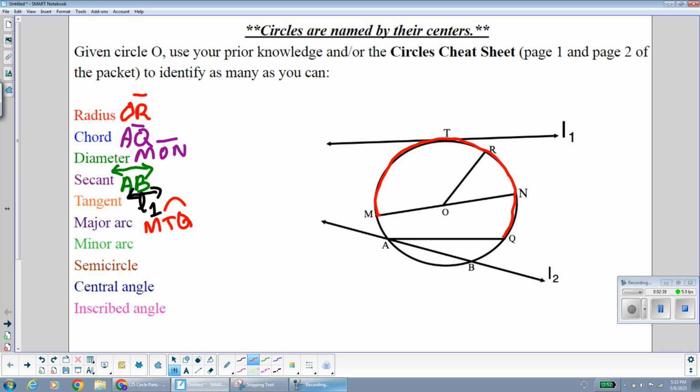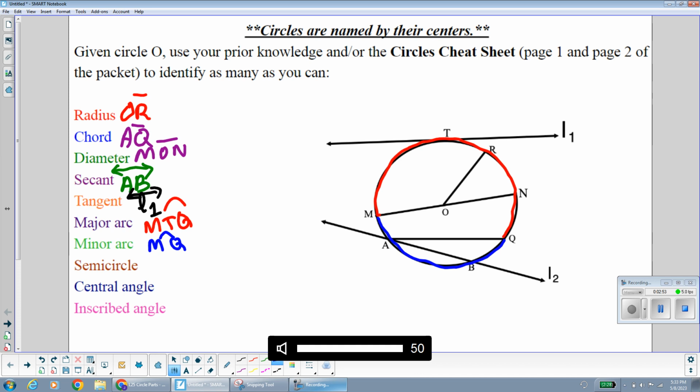And then a minor arc is an arc that is less than 180 degrees. So arc MQ would be a minor arc because it's less than 180 degrees. A semicircle is exactly half of a circle. So MN would be a semicircle. So I'm going to put here arc MN.